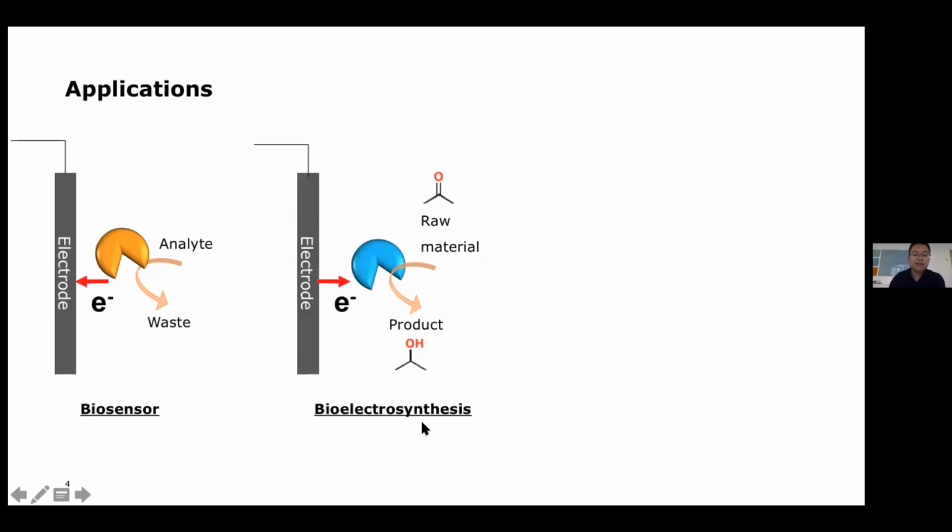Another application is bioelectrosynthesis. This is somehow turning into a hot topic now. For example, there's a possible way to convert some ketone into alcohol. So the conversion of some raw material to some high value products turns out to be interesting. For example, recently CO2 reduction and nitrogen fixation can all be done by electrochemistry if we just screen the proper enzyme and do the bioelectrochemistry here.